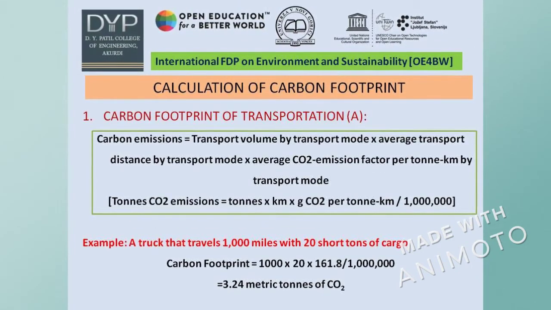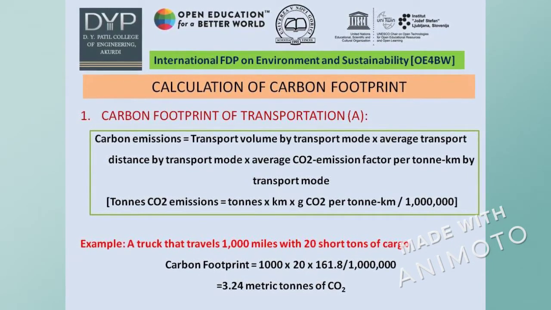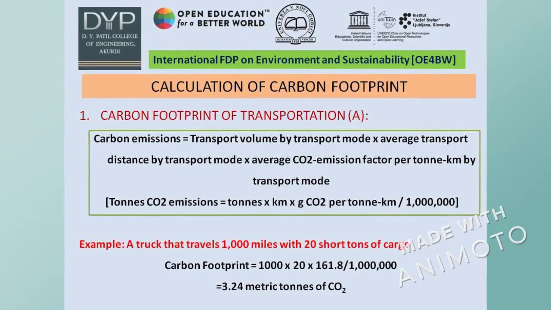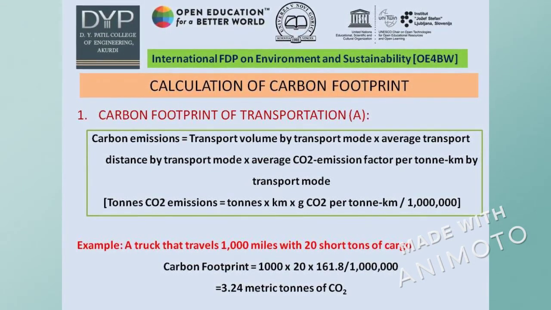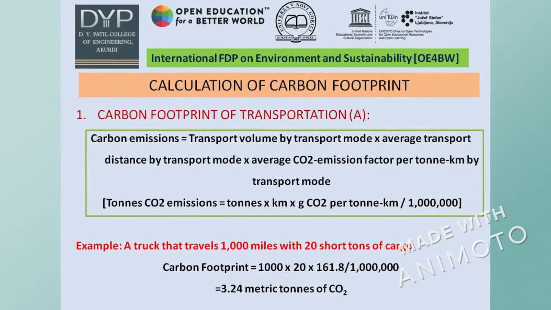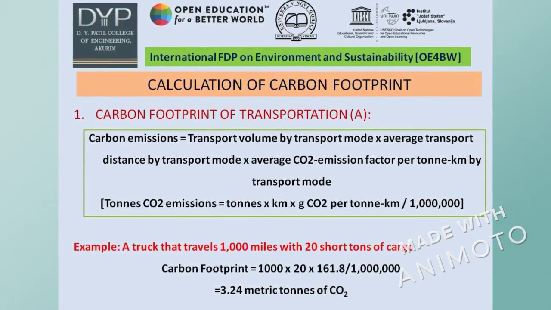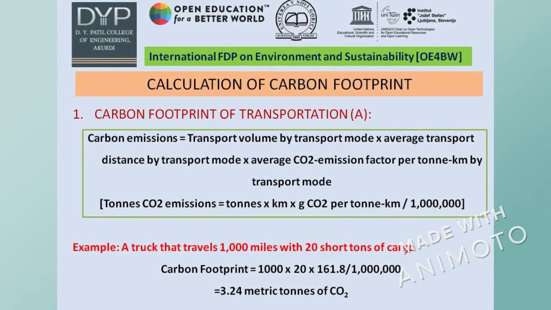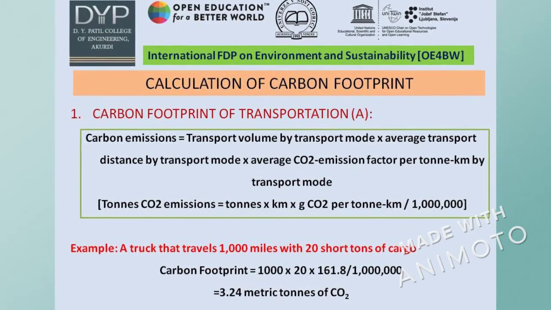The carbon footprint of transportation, which is denoted by A: carbon emissions is equal to transport volume by transport mode multiplied by average transport distance by transport mode multiplied by average carbon dioxide emission factor per ton kilometer by transport mode. Now let's take an example. If a truck travels 1000 miles with 20 short tons of cargo, carbon footprint is 3.24 metric tons of carbon dioxide.